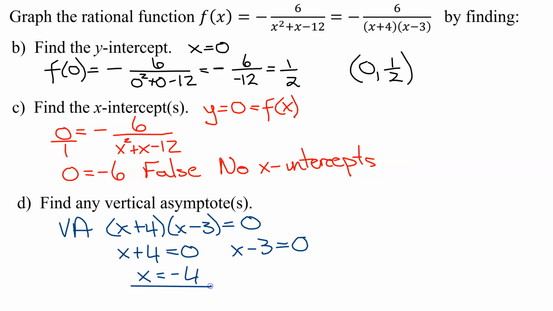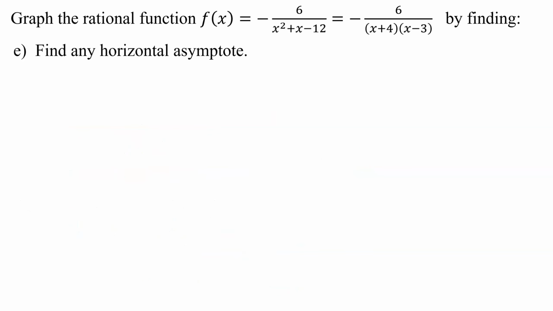X equals negative 4. From the second one, add 3 to both sides. You get x equals positive 3. So these are the equations of my vertical asymptotes. And going on to the next slide, we need to find any horizontal asymptote for this function.